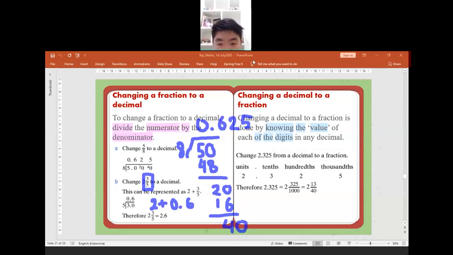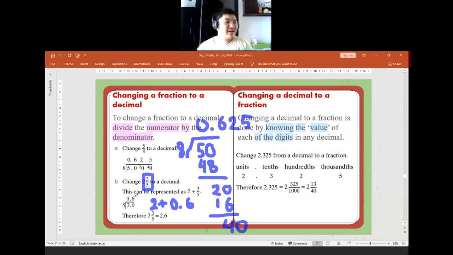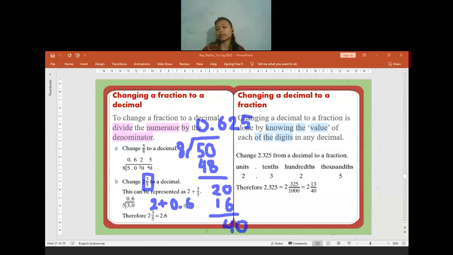The B part. Is 3 divided by 5 the same thing as 3 divisible by 5? No, right? When it is not divisible, I have to start with 0 point. After 0 point, for the 3 I can add another 0. So it will be 30. 30 divided by 5 equals 6. That's why it will be 2.6.